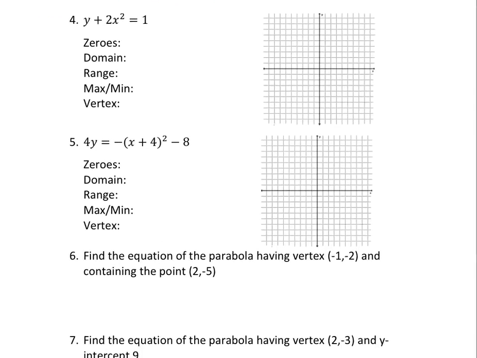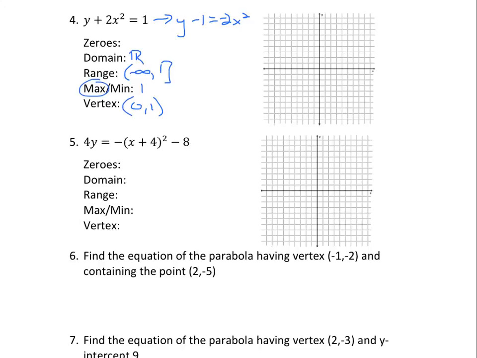All right, the next one. We just need to do a little bit of shifting on this one. So we're going to move the 1 over and the 2x squared over. Okay, so the vertex is 0, 1. It's a maximum because a is negative 2, a negative a. It's at the y value of 1. The range here is going to be going down, so negative infinity to 1.